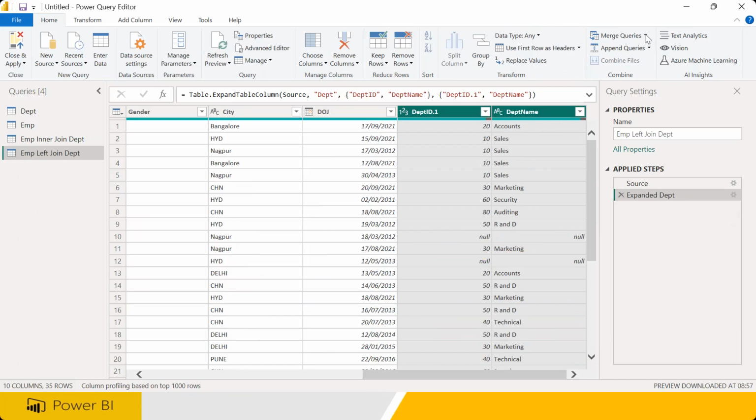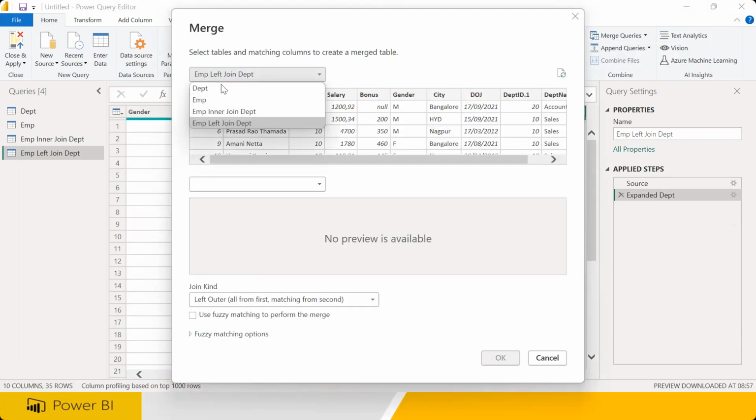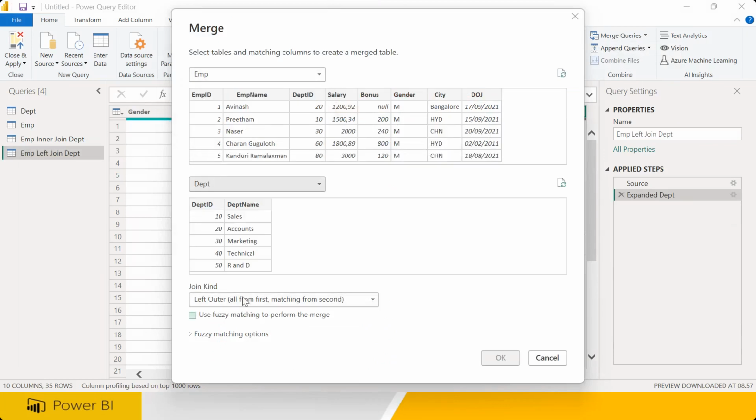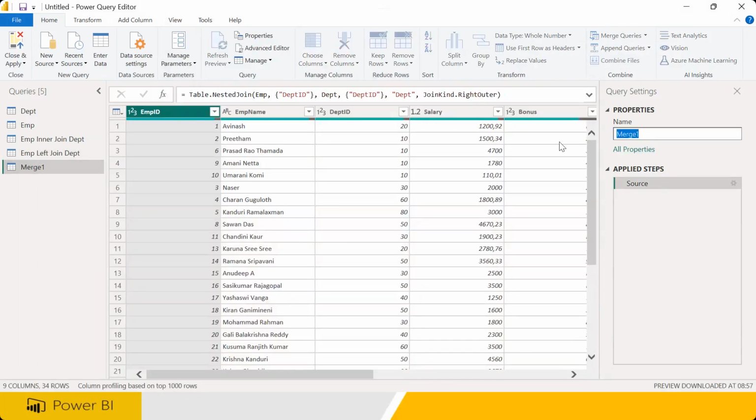The next one is the right join. So same thing. I will take employee table first, department table later. Now right join or right outer join. So common column you need to choose. So click on OK. So you need to rename. So what is the rename? It will be your right. Right means what? It is matching data, unmatched data from the right table.